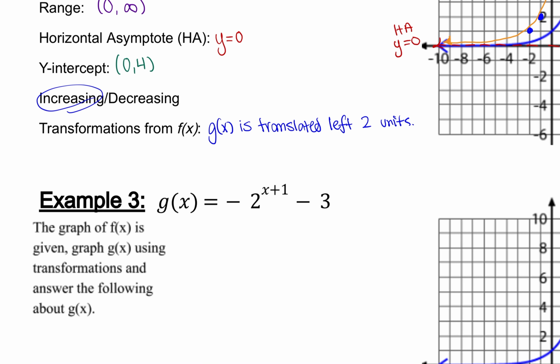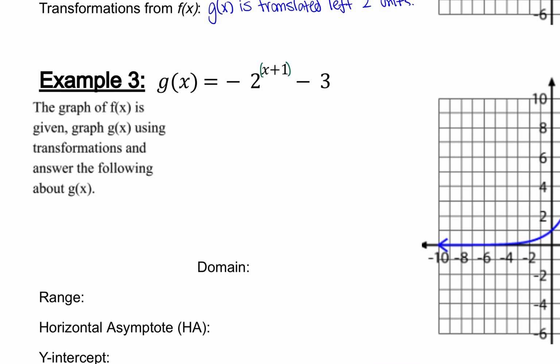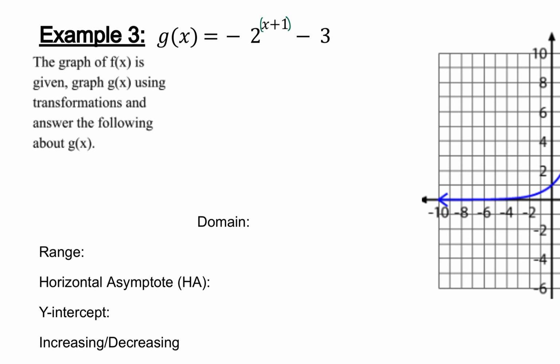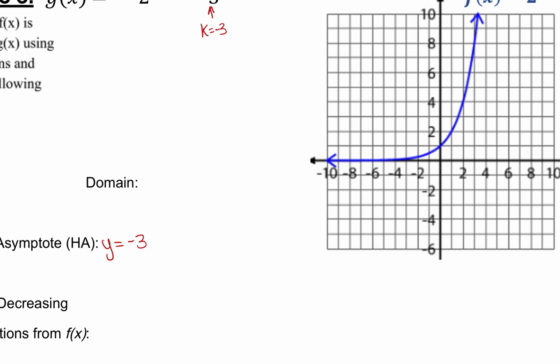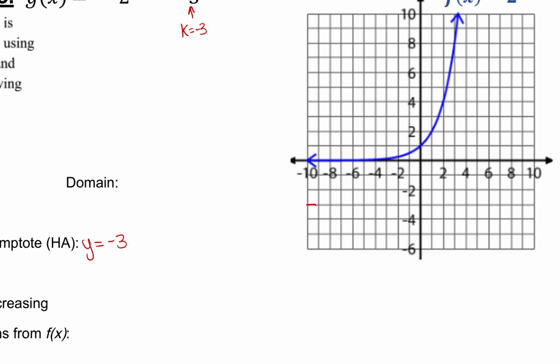All right, so again, same idea. You want to wrap this in parentheses when you're typing this into the calculator. Now we're going to see right here that I have a k value of -3, which implies that the horizontal asymptote will be located at y equals -3. From there, I will then graph my horizontal asymptote at y equals -3, which should be located right here.